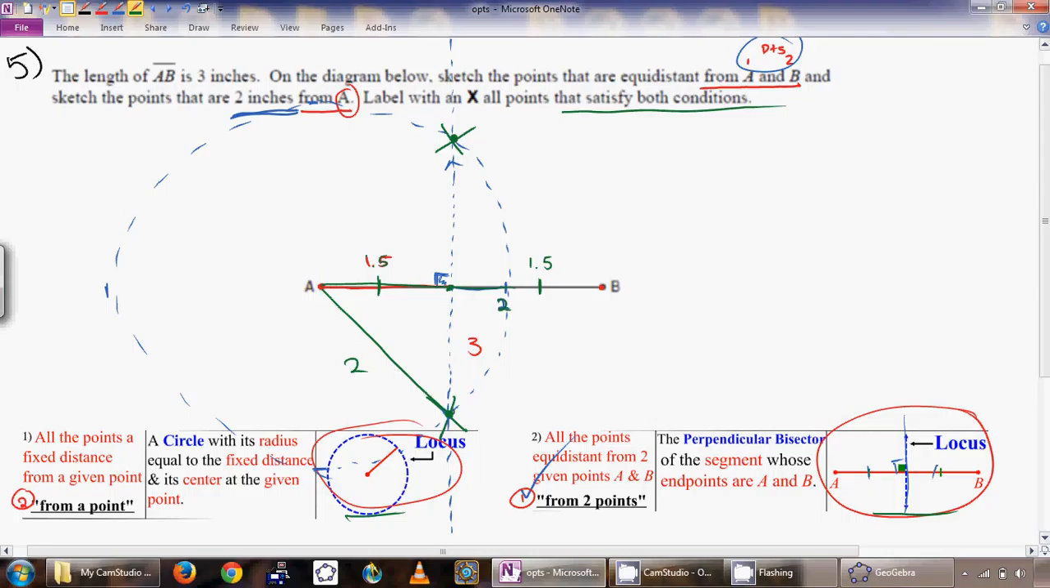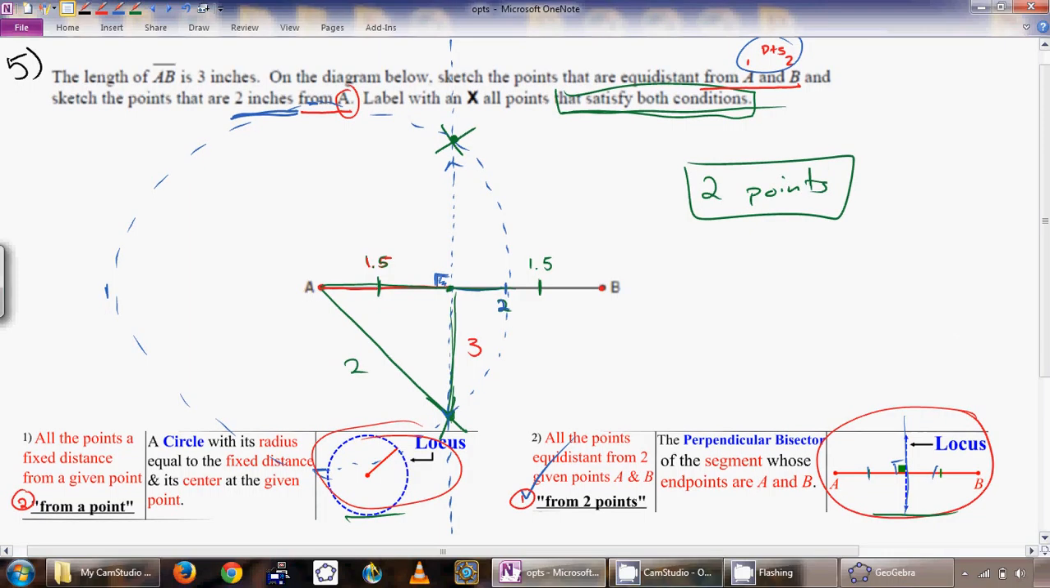And then from this point to that segment, this point's also equidistant. And same thing with the top. So it's only at the bottom and at the top where I've got the green that those points satisfy both conditions. So it's 2 points that satisfy both conditions.